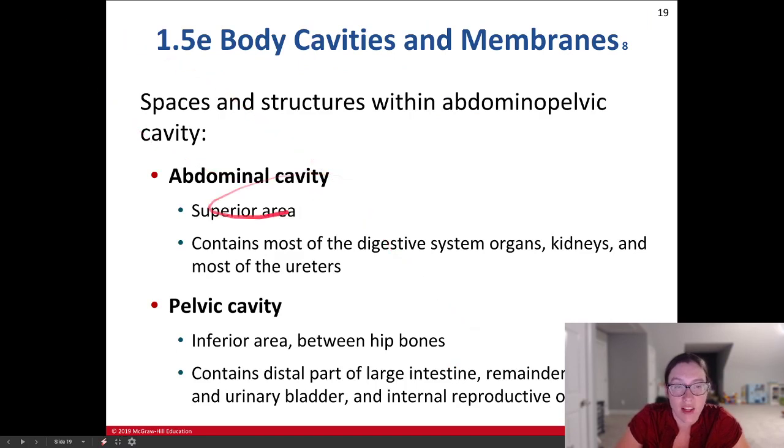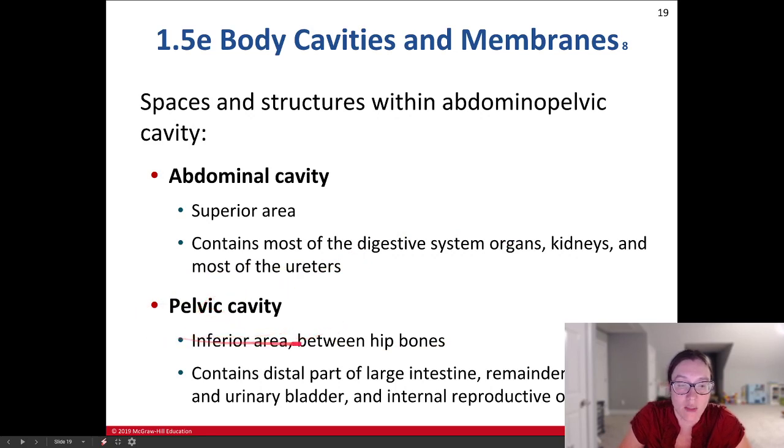So the abdominal cavity is the superior area, and it contains most of the digestive system organs and the kidneys, the ureters, things like that. And it's going to be pretty open, right? Because our belly isn't very protected. But because there's no bone encasing it, it allows for pregnancy, especially in females.